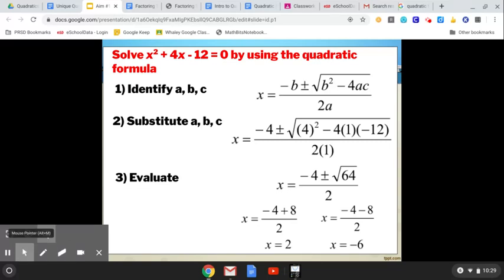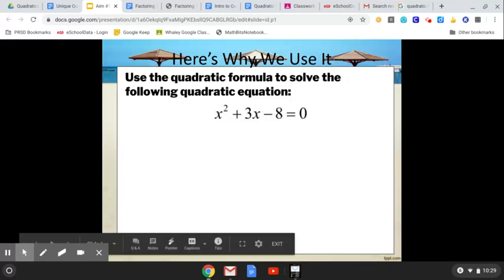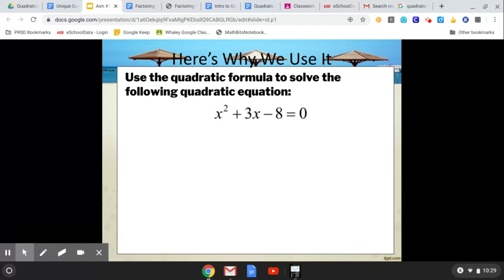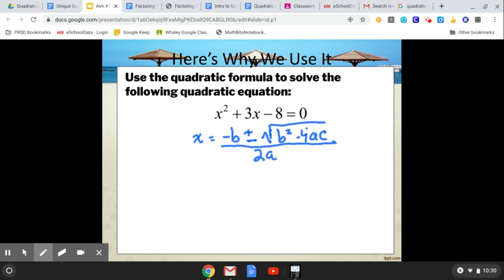All right, here comes the problem. Use the quadratic formula to solve the following quadratic equation: x squared plus 3x minus 8. Well, let me write down the quadratic formula. x equals, now I've memorized this, negative b plus or minus the square root of b squared minus 4ac, all divided by 2 times a. You can simply keep going back and looking at it if you need to.